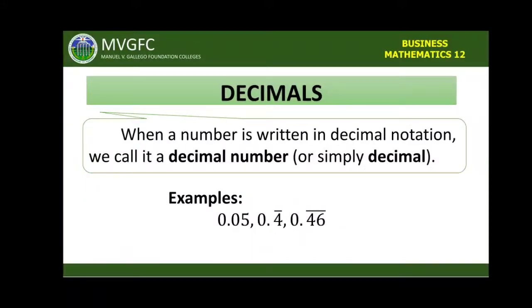Another way is that we have here the decimals. When a number is written in decimal notation, we call it a decimal number or simply decimal. For examples, we have here 5 hundredths, 4 tenths, and 46 hundredths. As you observe 4 tenths and 46 hundredths, we have here a bar or a line above them. That represents a terminating decimals. You can watch other mathematics videos about the difference between repeating or terminating decimals.